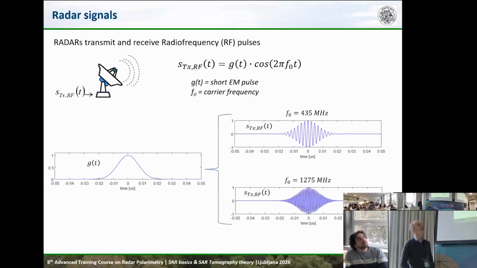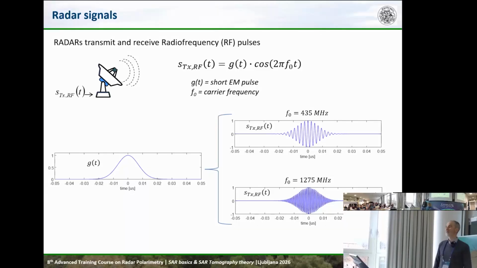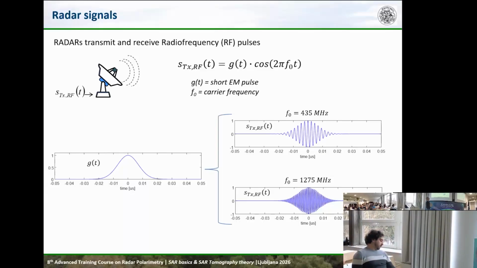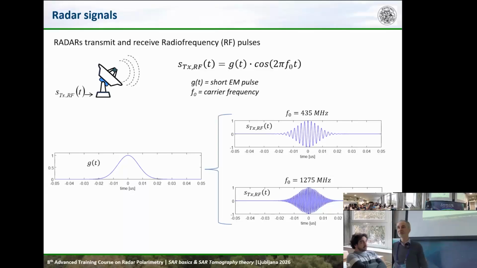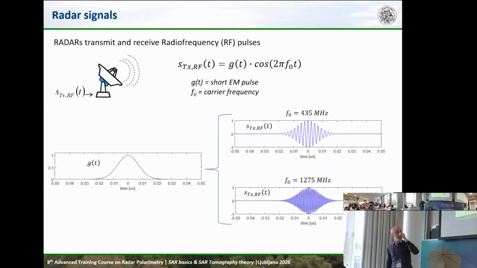So what is a radar signal? As we said already, we transmit a pulse. What does it mean that we transmit a pulse? Well, generally, radar pulses are of this form. We call it g of t times a sinusoid. g of t is a short pulse. So just imagine that the signal goes up and down, like this. And this signal is multiplied by a sinusoid. And so at the end, it will look something like this.